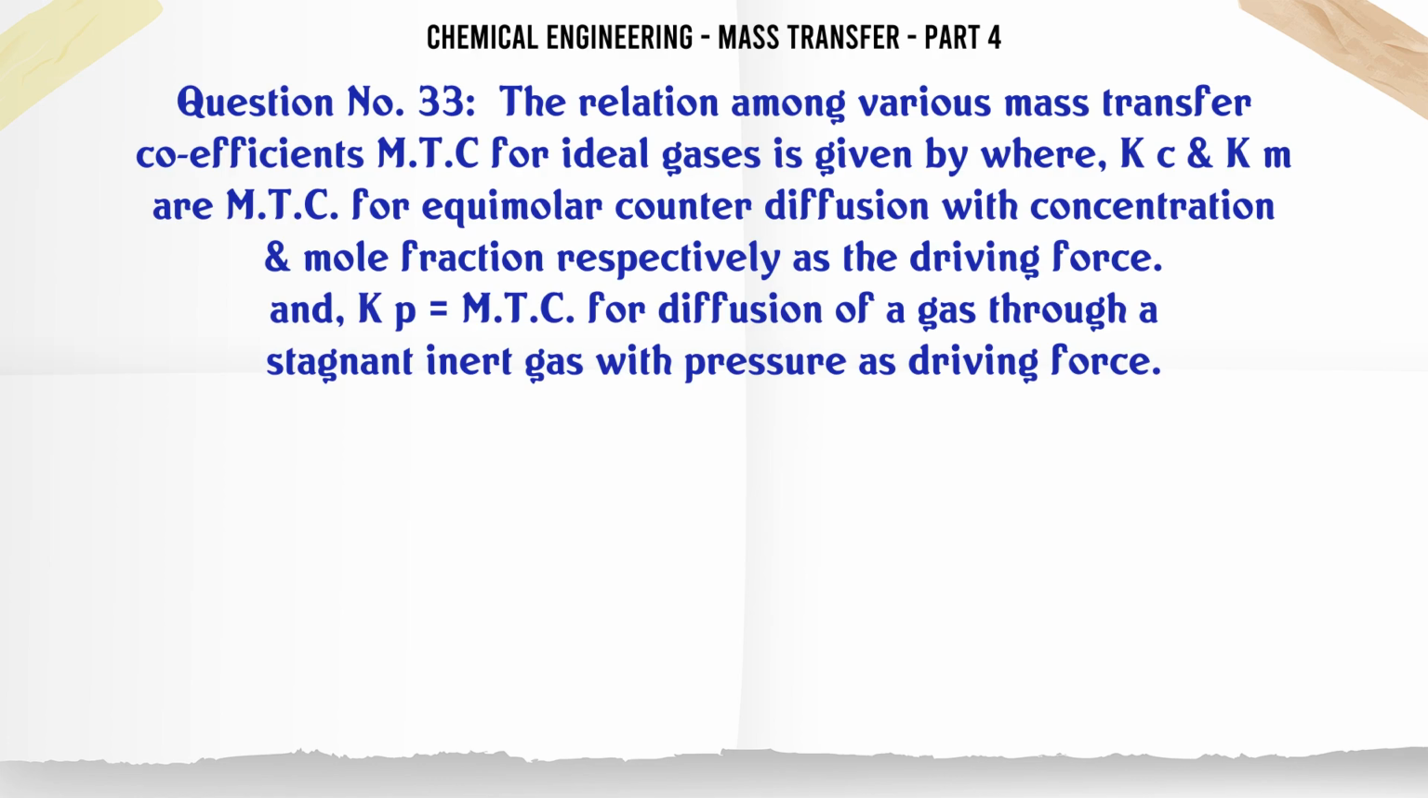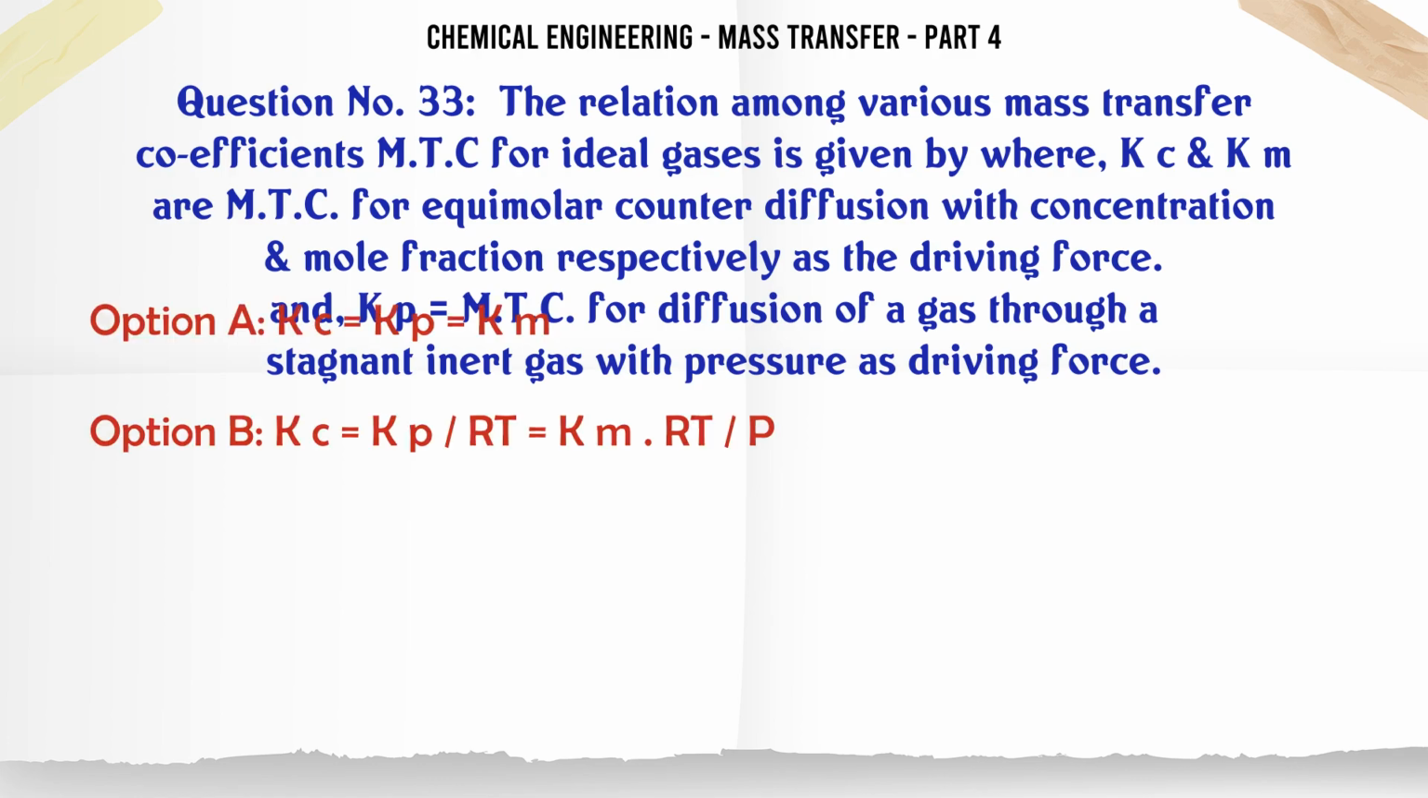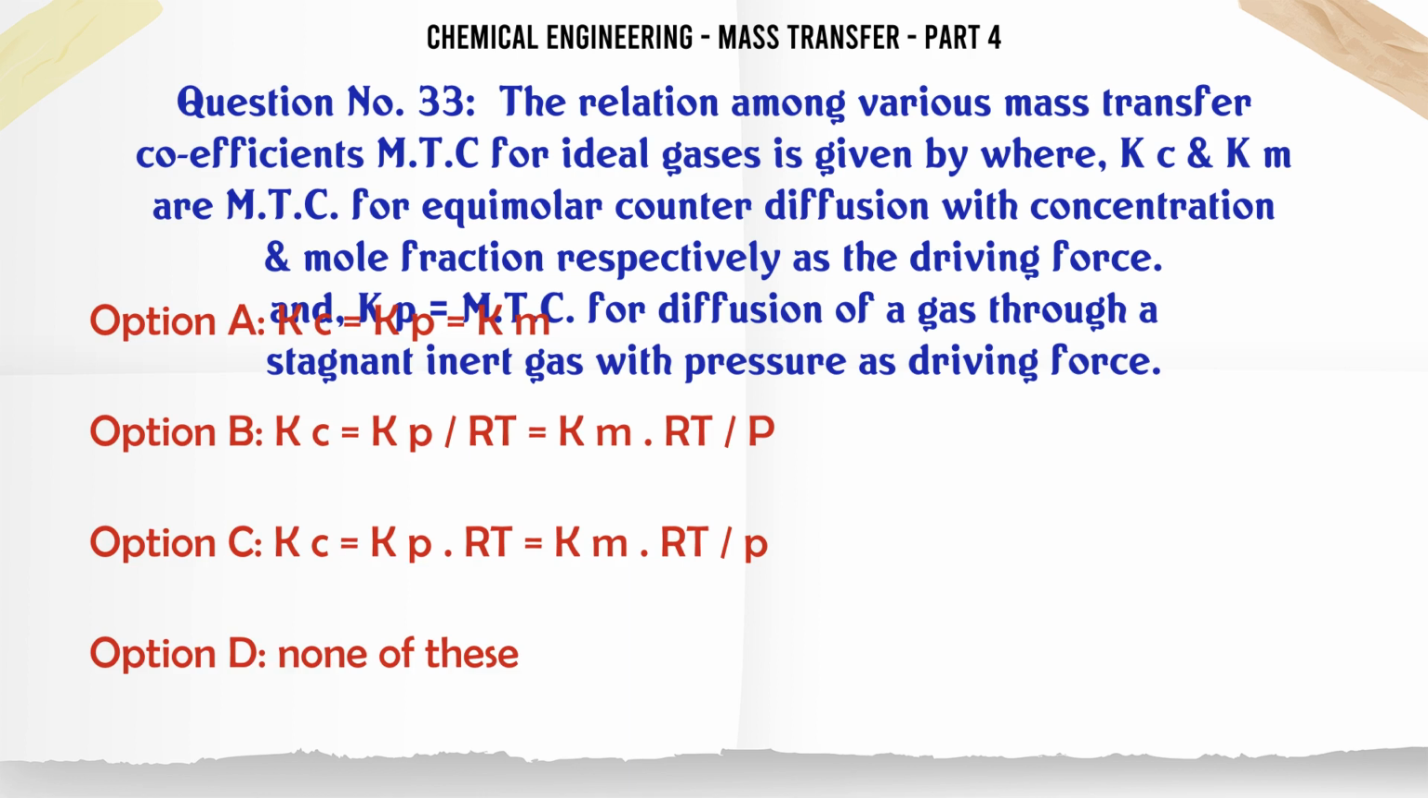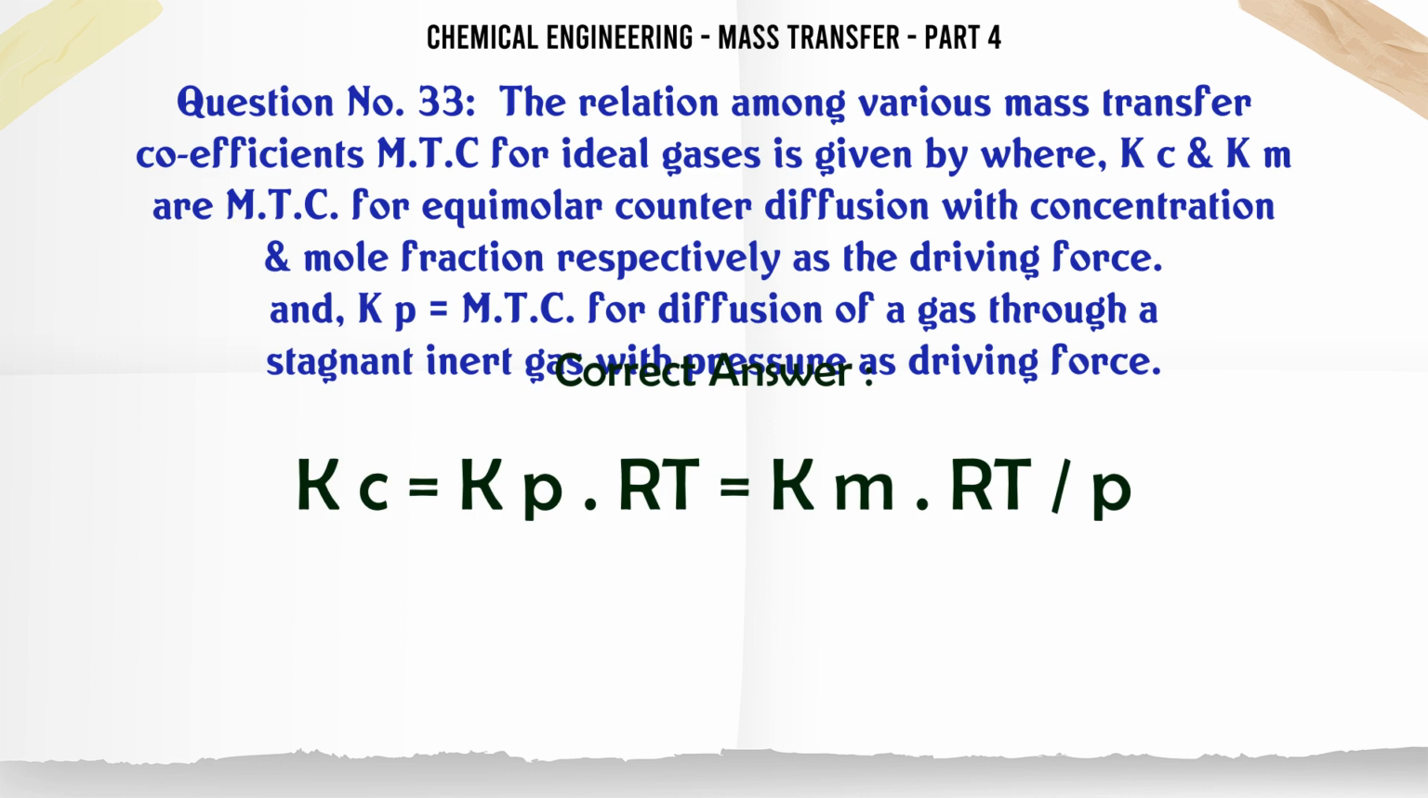The relation among various mass transfer coefficients (MTC) for ideal gases is given by, where Kc and Km are MTC for equimolar counter diffusion with concentration and mole fraction respectively as the driving force, and Kp is the MTC for diffusion of a gas through a stagnant inert gas with pressure as driving force. A. Kc = Kp = Km, B. Kc = Kp·RT = Km·RT/P, C. Kc·Kp = RT·Km·RT/P, D. none of these. The correct answer is Kc = Kp·RT = Km·RT/P.